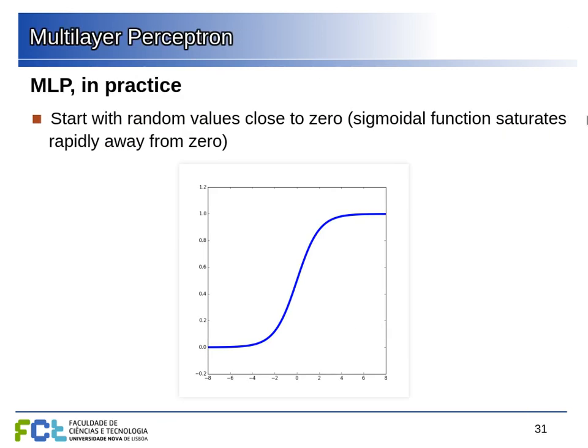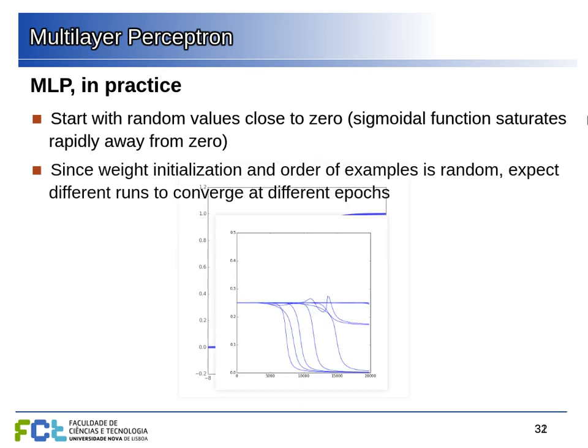So in practice, we start with random values for the weights close to 0, because the logistic function saturates away from 0, and we want to be in that region where the derivative is high. Since the initialization of the weights and the examples are presented at random, we should run several times to see how things usually go, because not all runs will be exactly the same.